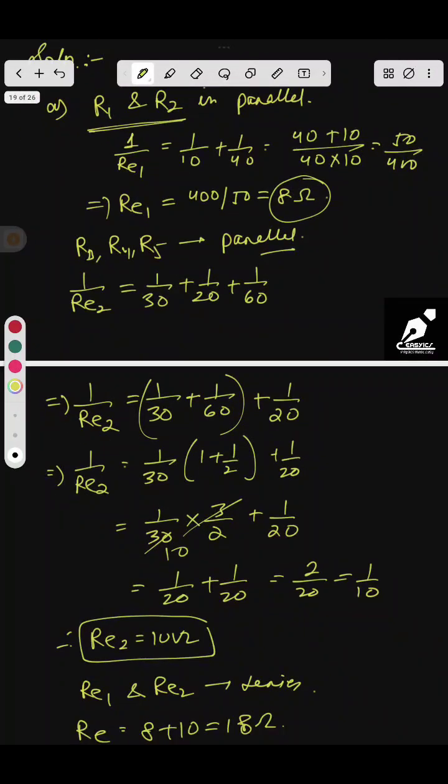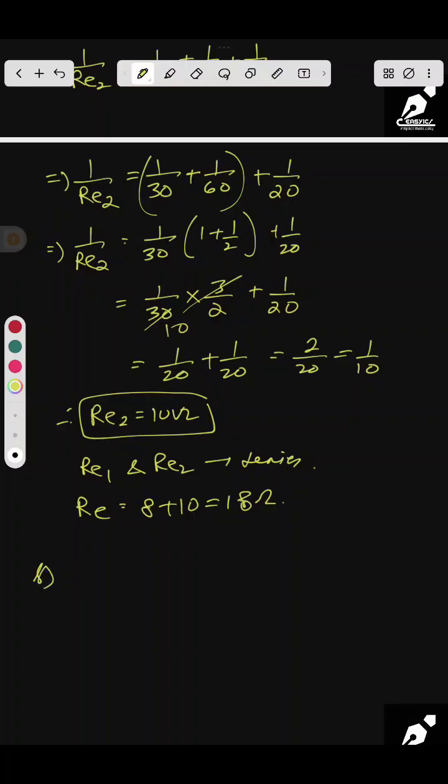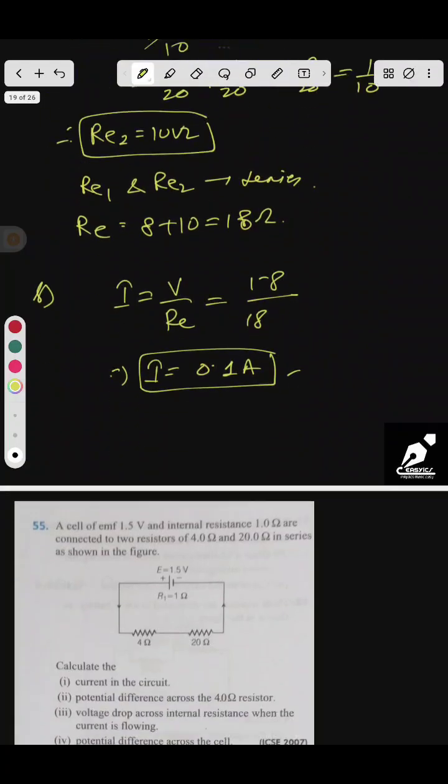The reading of the ammeter is a very easy part. The ammeter will again give the reading of the current. Current will be given as V upon R equivalent, and V of the circuit is given as 1.8 volt, and the total R equivalent is coming out as 18. So the current will have a reading of 0.1 ampere. Okay.